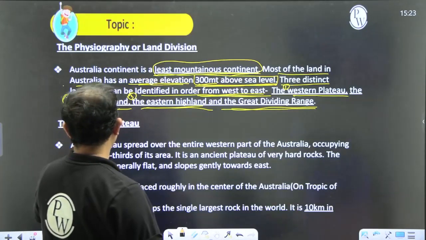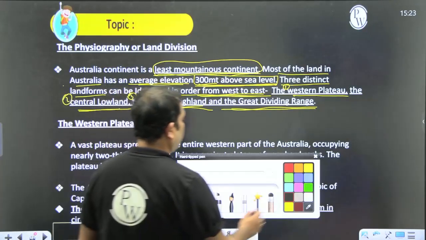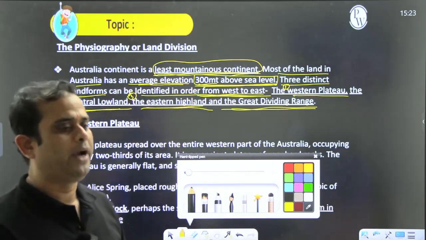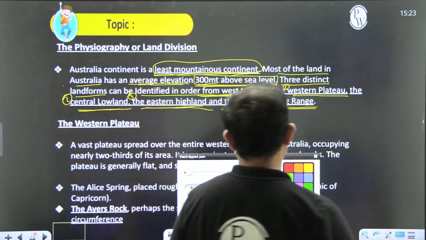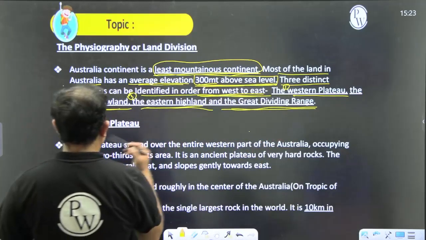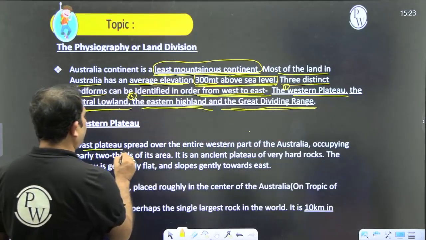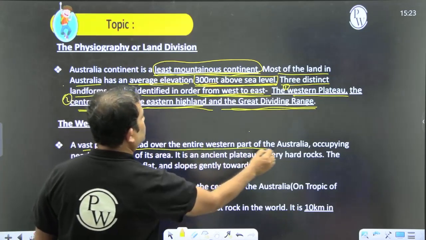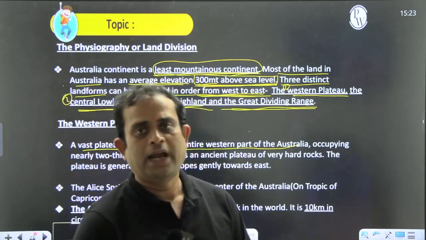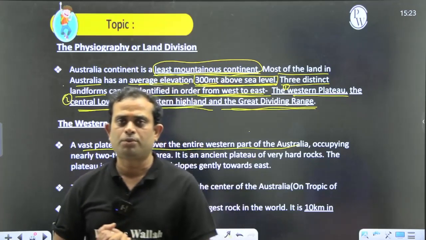The first will go for the Western Plateau. First we will read this Western Plateau. Basically, what it is, a vast plateau spread over the entire western part of Australia.